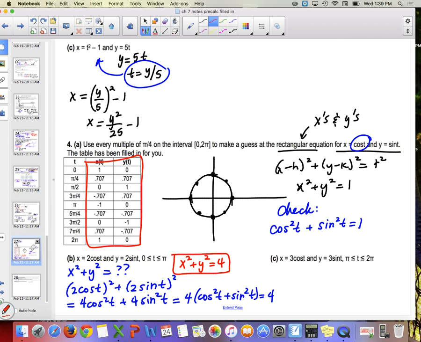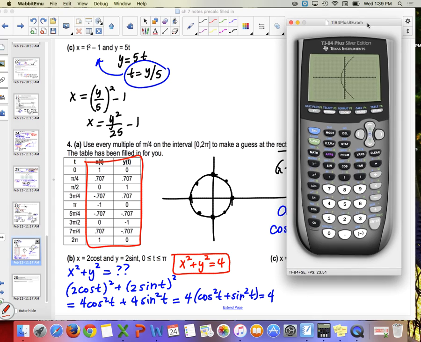Okay. Now here's the weird thing. So let's graph it because we have a domain thing too. And then tell me what you think is happening. All right. So when you graph it, we have 2 cosine of t, and we have 2 sine of t. So when we hit graph, we have a circle. Its radius is 2.